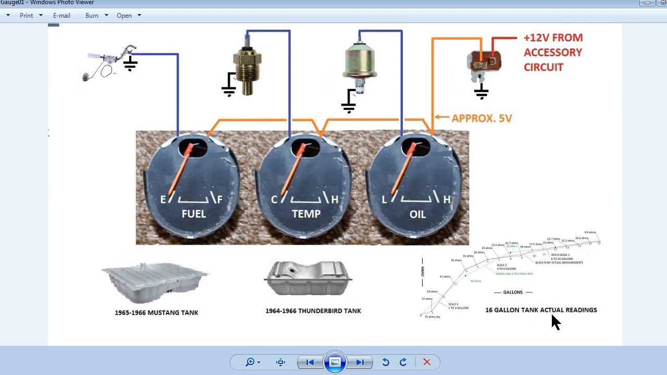Notice the ohms per gallon changes the most during the last half of the tank, with smaller increments in the first half. This will provide the greatest accuracy for the lower half of the tank, with the thinking it is more important to have more accurate readings near empty than full.